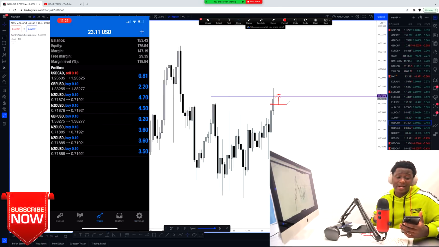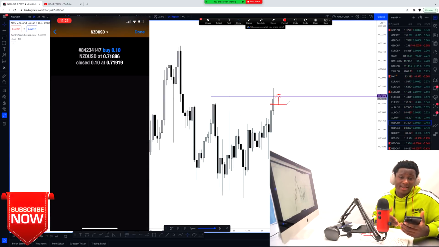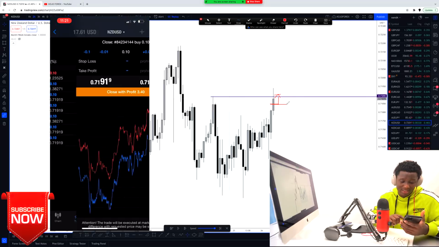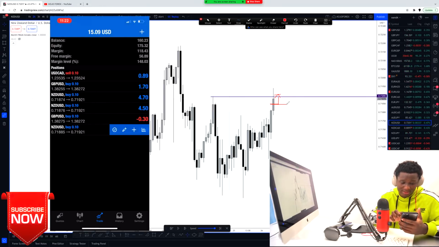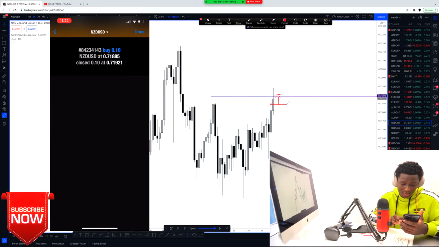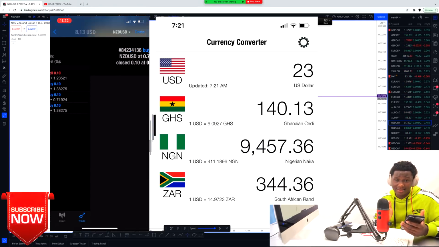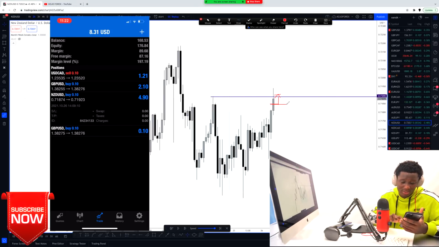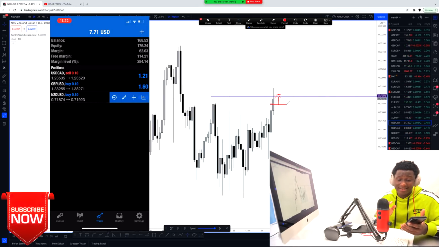In fact, on a very, very late entry, right? $23 converted into Ghana cedis, right? That's how much. Let's just do that quick conversion. $23 into Ghana cedis. $23. That's 140 Ghana cedis on a $150 account. Let's look at what $150 is. $150 is literally 900 Ghana cedis.